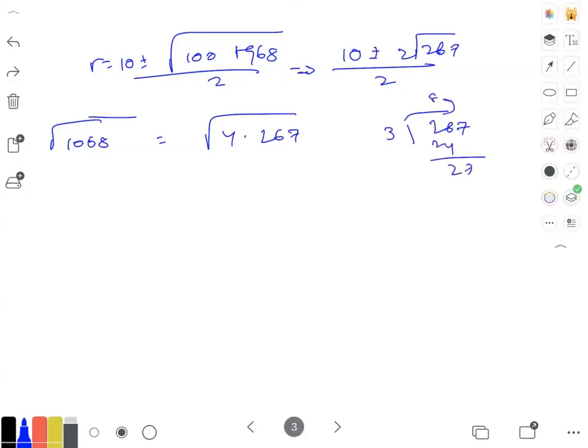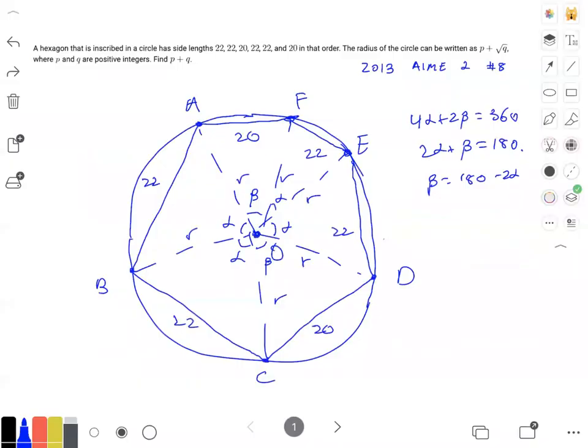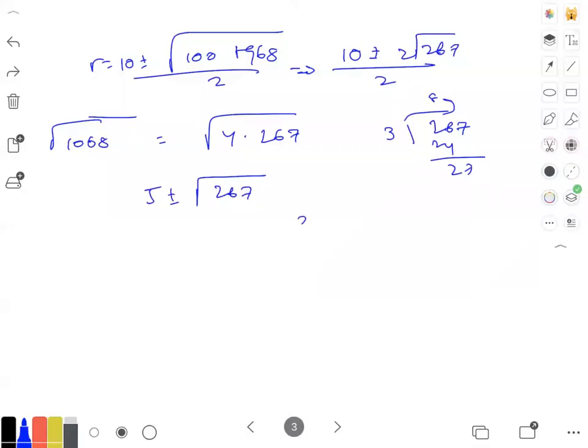2789 is prime. Okay, so we have 5 plus or minus root 267 is our answer. Certainly it's of this form. Minus becomes extraneous, so 5 plus 267 is 272. So our answer is 272.